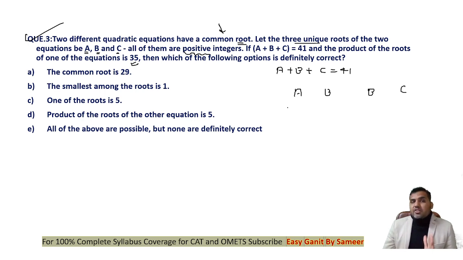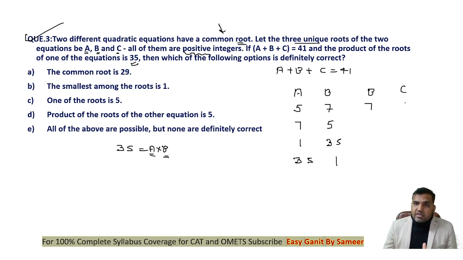Now tell me, how is it possible for us to have the product of two values equal to 35? One possibility is that this root is 5, this is 7, or you might take a case where this is 7, this is 5, or this is 1, this is 35, or this is 35 and this is 1. Is there any other way to write 35 as a product of two numbers? These are the only possibilities.